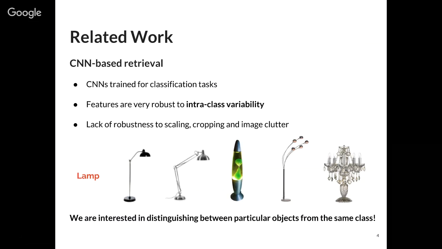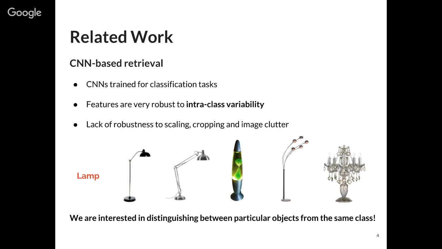Well, the related work: most of the work that has been done before is based on CNN-based retrieval. That is, CNNs trained only for the classification task, and then they use these networks for the retrieval tasks, or they fine-tune with another retrieval dataset, but only with the class information and a classification loss. So the features they get are very robust to intra-class variability, and as we want to find similar images within the same class, this information is not very good for us. There is also a lack of robustness to scaling, cropping, and image clutter.